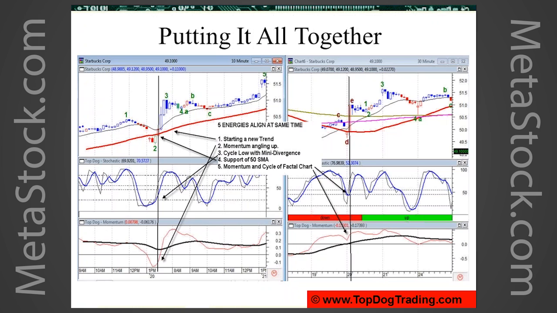We're trading an uptrend early in a new trend, momentum, bullish, cycle low, time to go long, support, yes, and number 5, momentum going up on the larger time frame. And that's it. 1, 2, 3, 4, 5. That's the system.